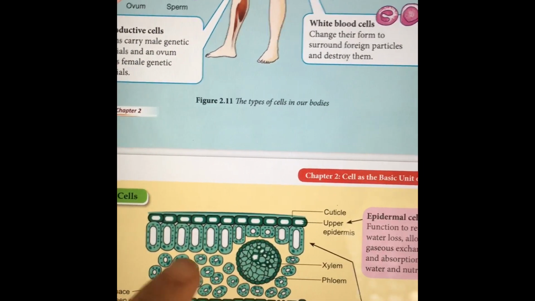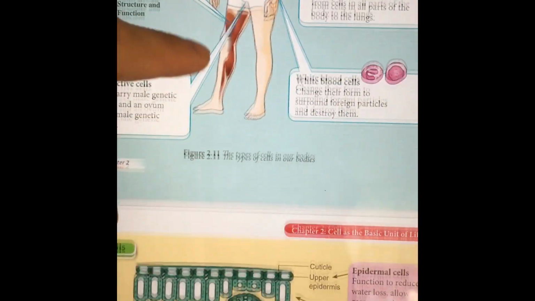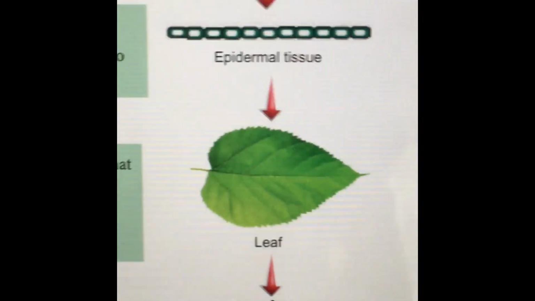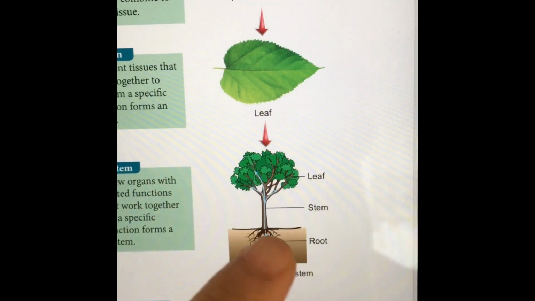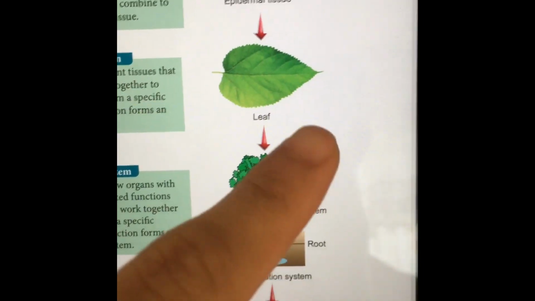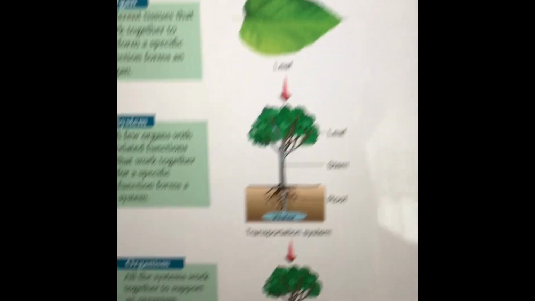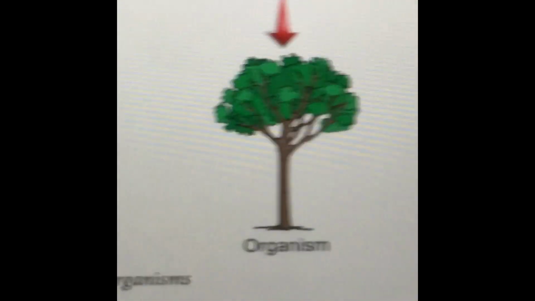This one is also one tissue, same cells. This one is one tissue. So all this different tissue makes the leaf an organ. Okay, and then we have different organs. We have the leaf, we have the stem, we have the root. These are all different organs. Then you get a system, and then different systems, you combine them, and then you get the organism.